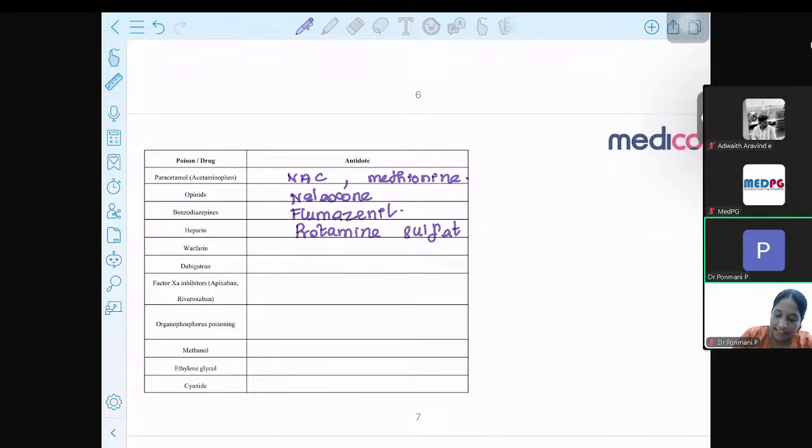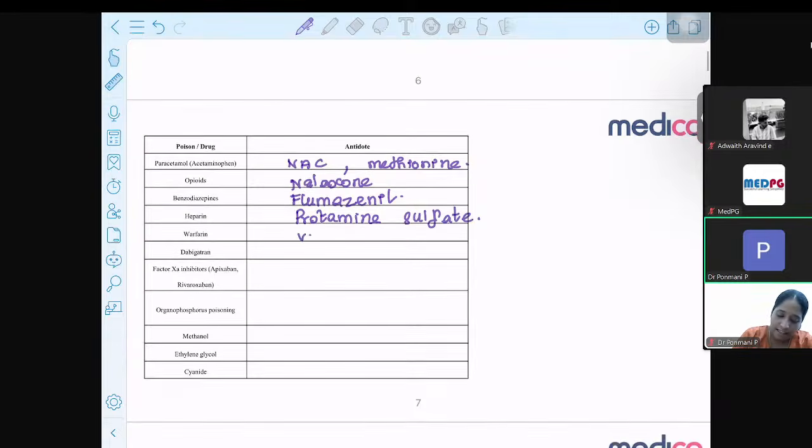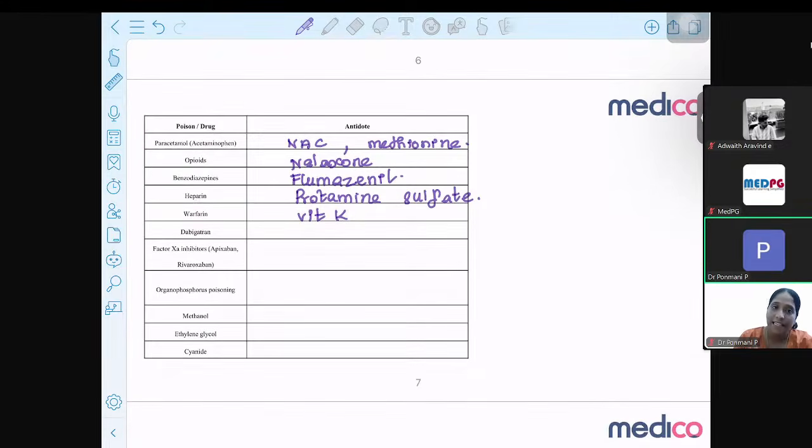And what about the next drug, which is warfarin? It is vitamin K. Why? Because warfarin is a vitamin K antagonist. So we are going to give vitamin K itself as an antidote. And what about dabigatran? It is idarucizumab. It is a monoclonal antibody, which is very important. And for factor 10 inhibitors, it is andexanet alfa. How do you remember this? Because this is a factor 10A inhibitor, and this also has 10A within its name.